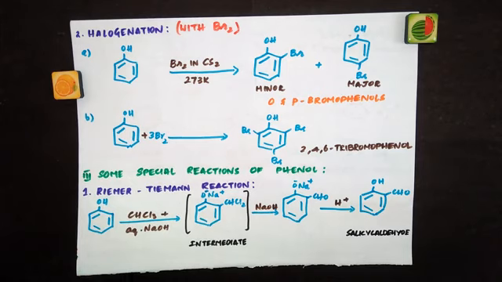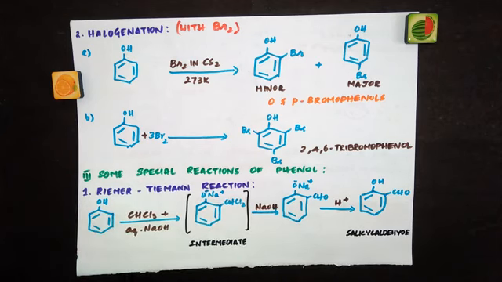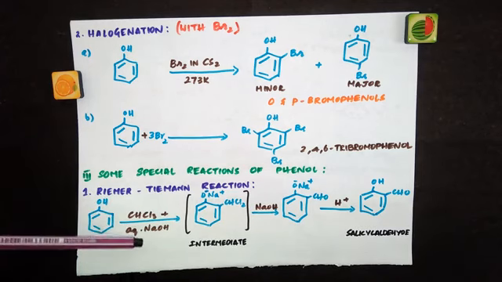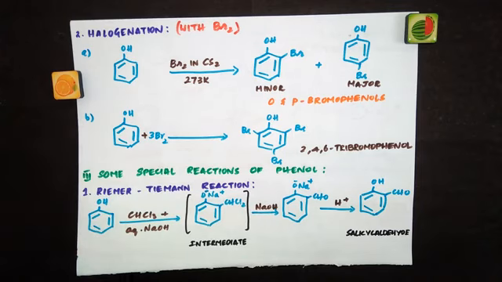In this reaction, phenol is heated with chloroform along with sodium hydroxide, or you can use potassium hydroxide also. And then acidification is done with dilute HCl. So this is what happens in Reimer-Tiemann reaction. First, phenol is treated with chloroform and aqueous NaOH. You are getting an intermediate, and that intermediate is substituted benzyl chloride, and that benzyl chloride is further hydrolyzed in the presence of an alkali.